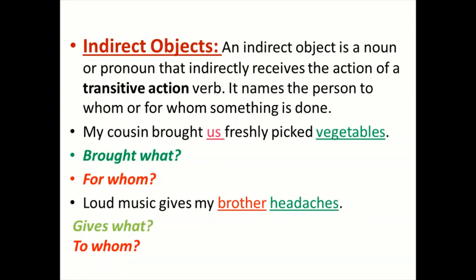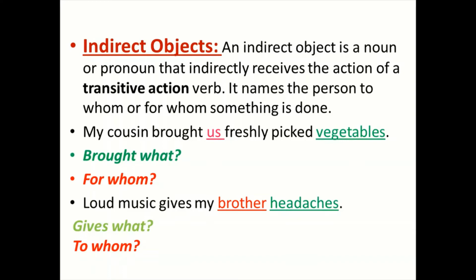Now indirect object. An indirect object is also a noun or a pronoun, same as a direct object, that indirectly receives the action. A direct object directly receives the action, but an indirect object receives an action indirectly of the transitive verb. It names the person to whom or for whom something is done.